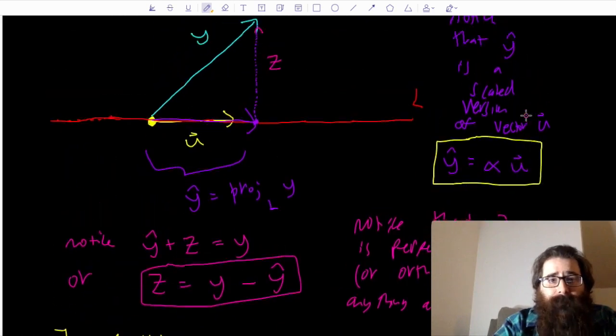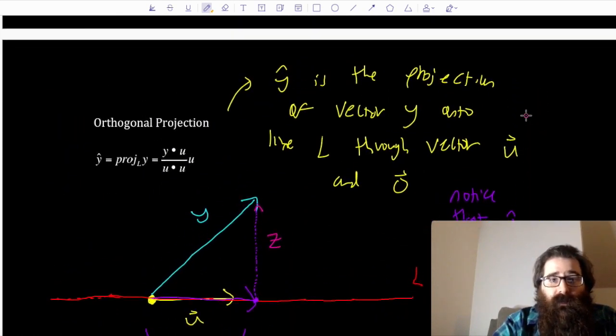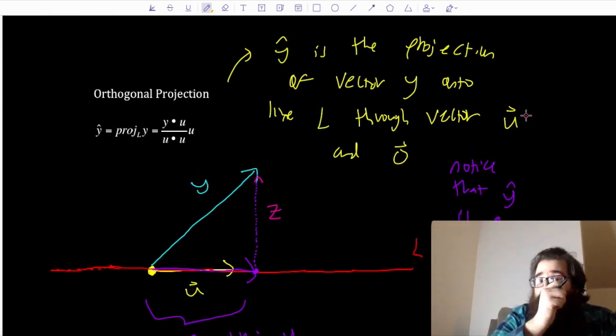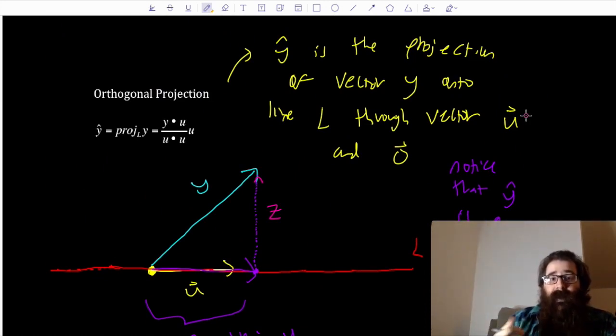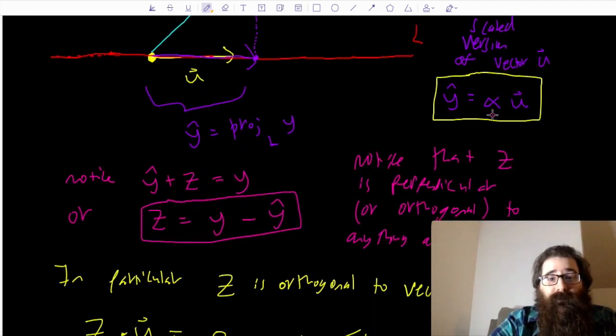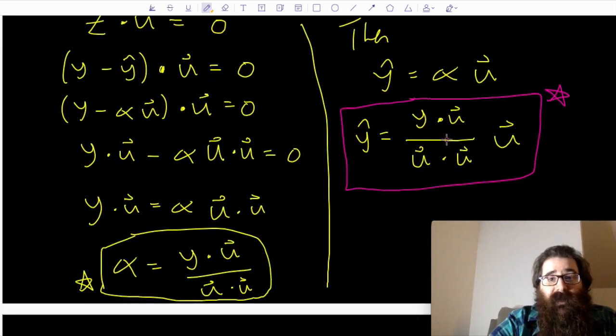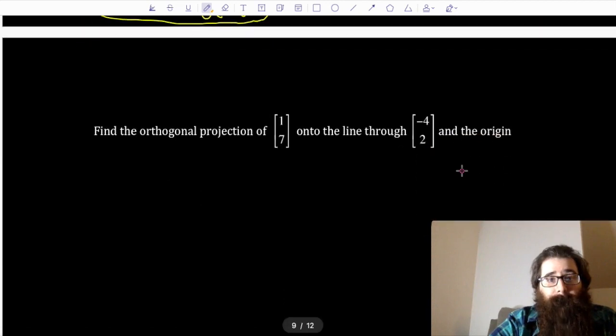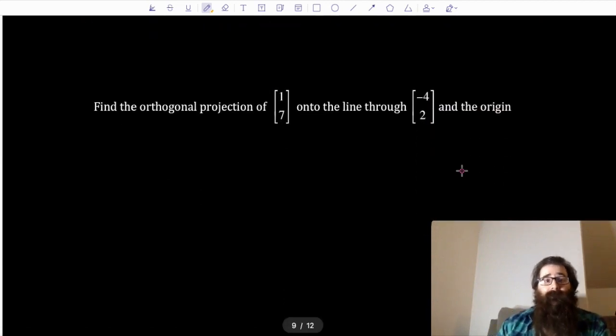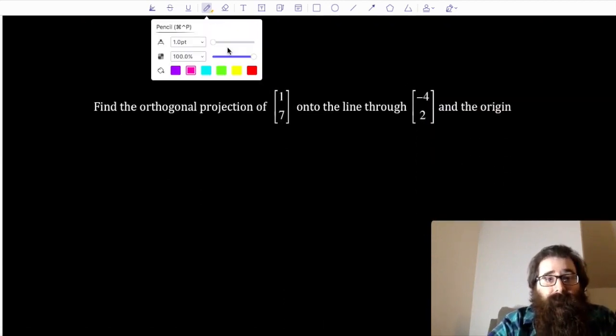So just to recap, got this nice picture too. Y hat is the orthogonal projection of vector y onto line L, and line L is the line that's through the vector u and the 0 vector. And I can build this projection y hat as y dot u over u dot u times vector u. And let's go ahead and take a look at a first example of this.